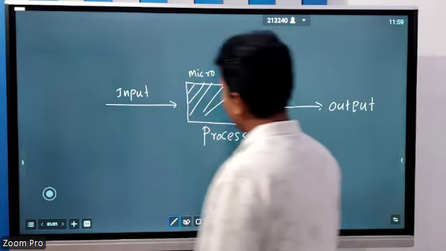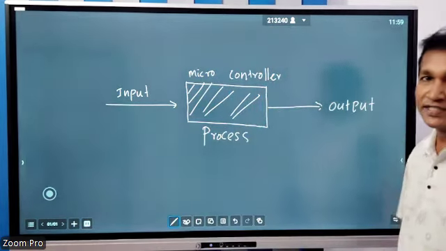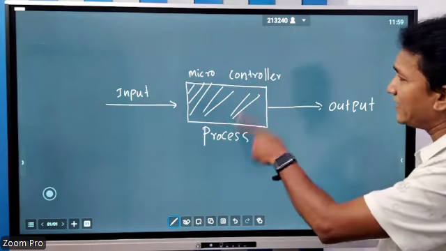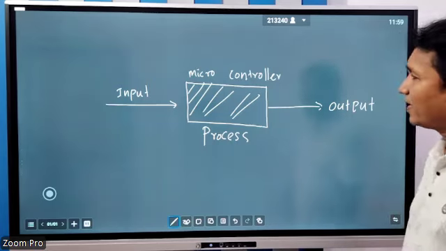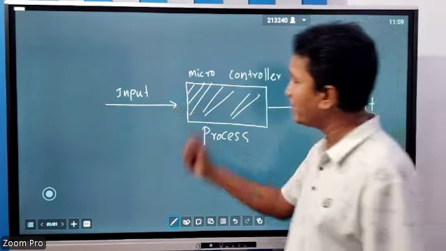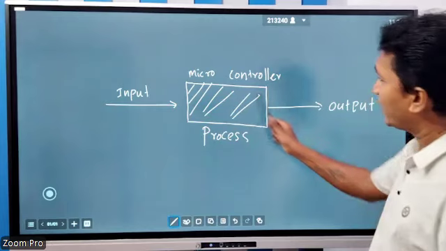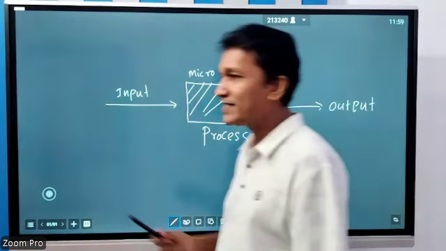Right? Like that, in microcontrollers as well, there is an input, there is a process, and there is an output. It will get the input. How is this process going to be done?